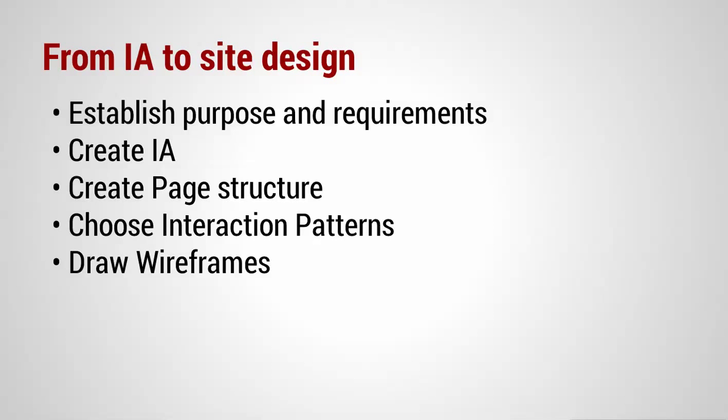After you establish the purpose and requirements of the website you want to build, you can start trying to create the information architecture. You can start making those cards, doing card sorting, and trying to get a sense of what needs to be on the site and how it should be arranged. From there, you want to start creating individual page structures. So what should each page look like? The information architecture tells you what pages you need. The next step is to figure out what those pages look like.